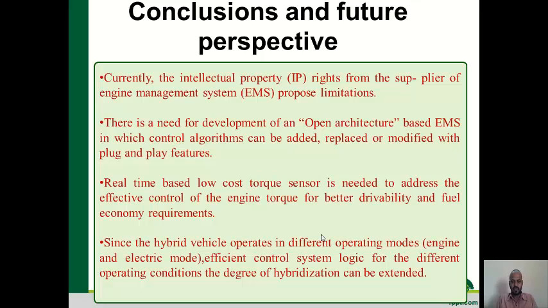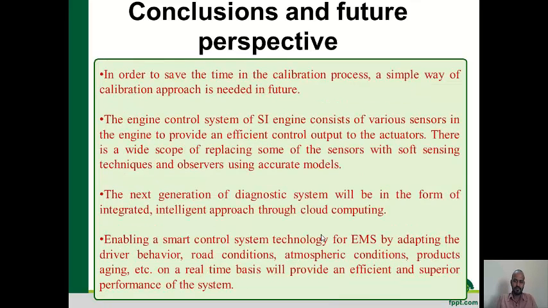And one more thing, because of fuel scarcity and all those things, hybrid vehicles are being used nowadays. So in order to provide a better degree of hybridization, better control functions still have to be developed. In order to save time in the calibration process, a simple calibration approach is needed, because in engine ECU development, calibration is one of the biggest time consuming and cost consuming processes. So a simple calibration process is needed.